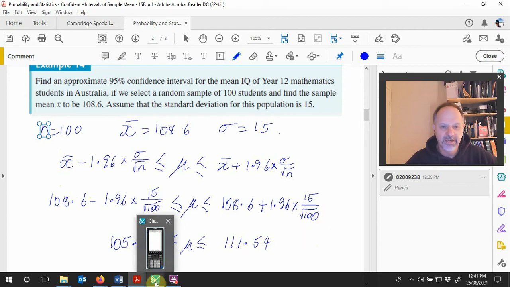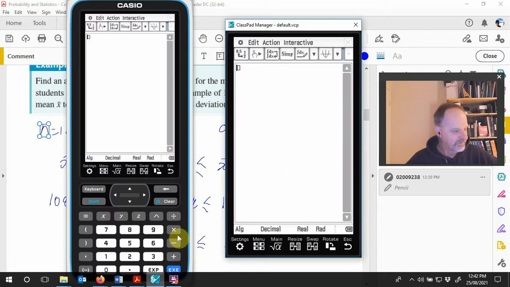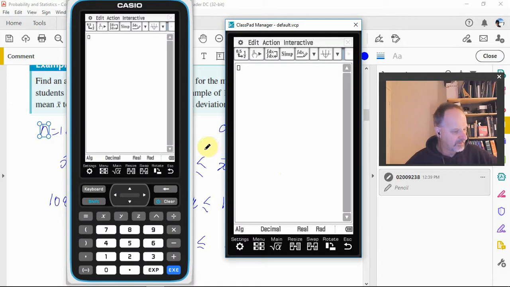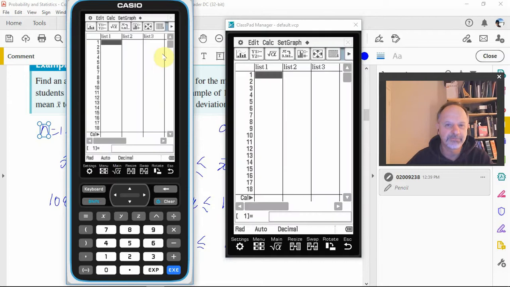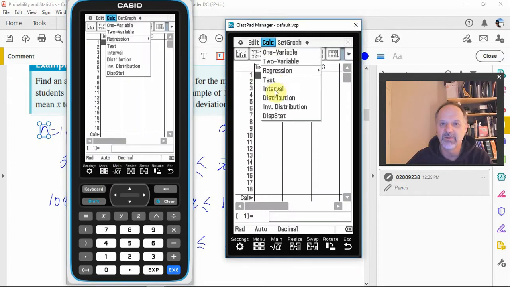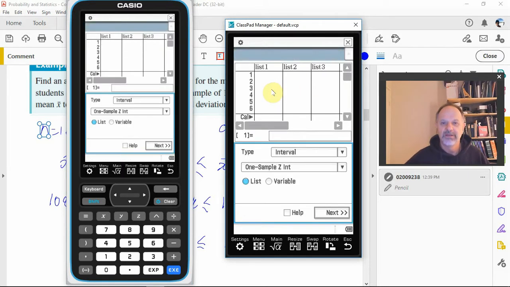So our calculator can do this. If we go to our calculator, go to our menu, go to our statistics, and then we're going to calculate something. What are we going to calculate? We're going to calculate an interval, so we're after a confidence interval. There we are. What do we want? Type interval.